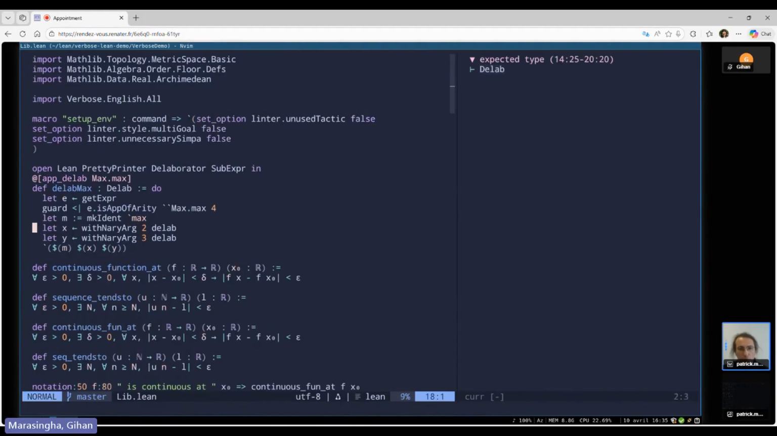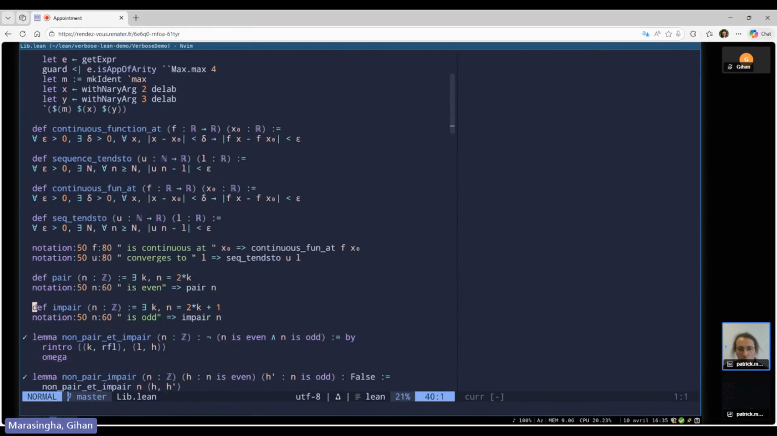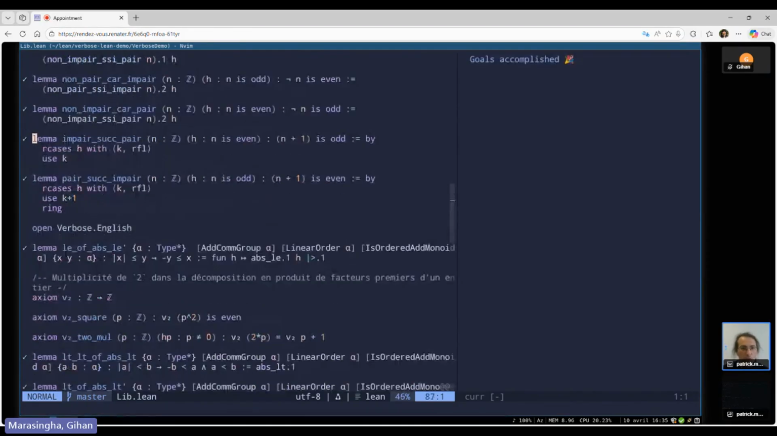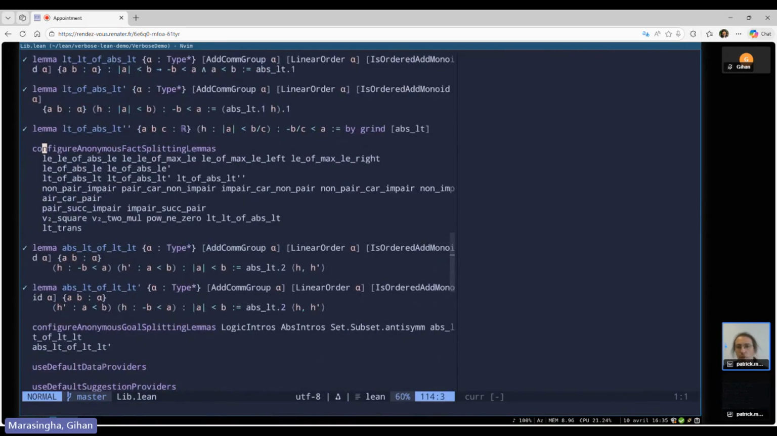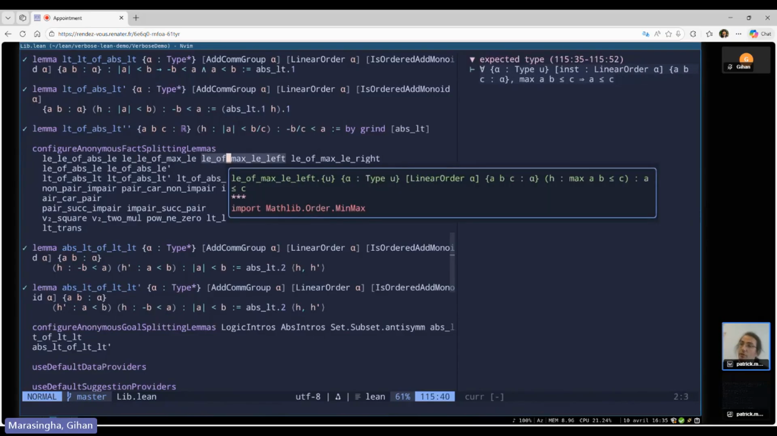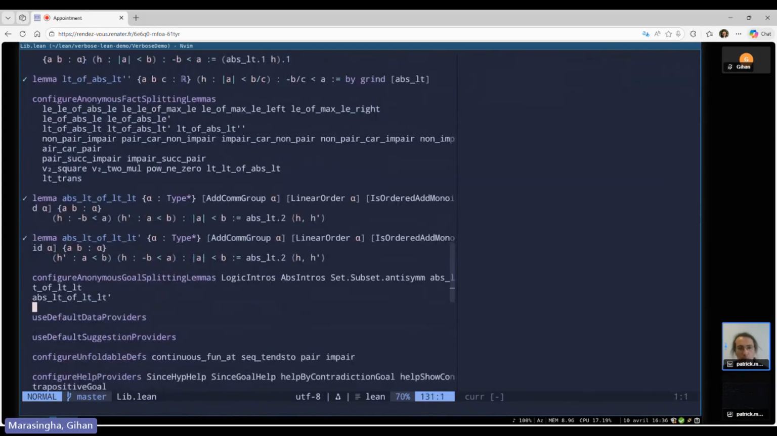So in my library, of course, I've got definitions and notations. This is just pure ordinary Lean code and a bunch of lemmas. But then I configure the so-called anonymous fact splitting lemmas, and here you can see the lemma that was applied automatically earlier: the fact that if max AB is less than C, then A is less than C. That lemma was applied automatically in my demo because it's mentioned here. And the same goes for different kinds of anonymous lemmas.